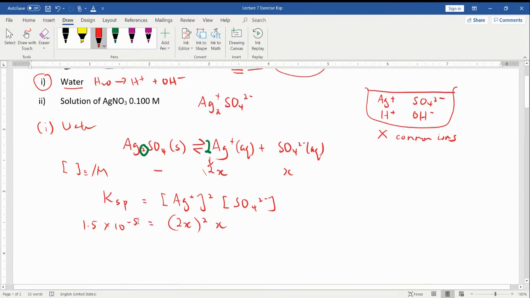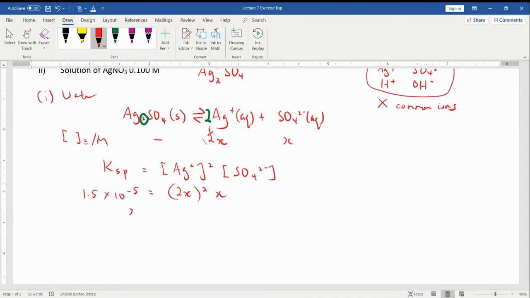Then we continue with finding x, which equals 0.0155. So rewrite: molar solubility is 0.0155. Don't forget the unit, that is molar, capital M, or you can write mole per liter. So this was number 1.